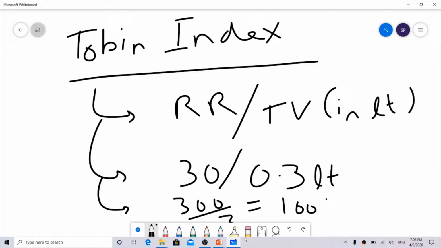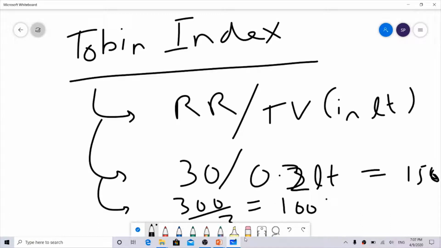Or let's say the patient is breathing even shallower, and the tidal volume becomes 0.2 liters. Then it will come out to be 150, right? So what does this mean? When a patient comes off the ventilator, you want him to breathe normally, just like you and I do. You do not want him or her to take very fast, rapid breaths like that.